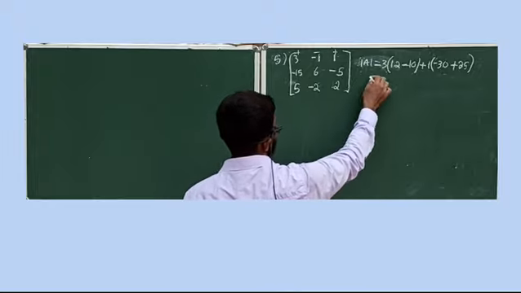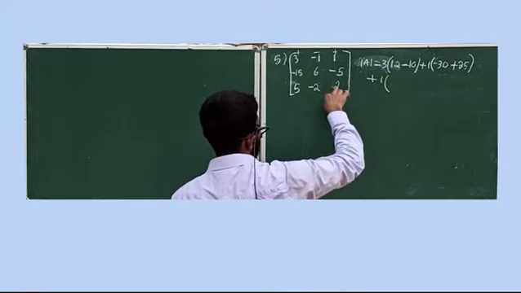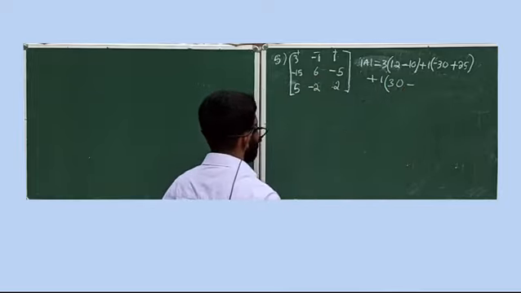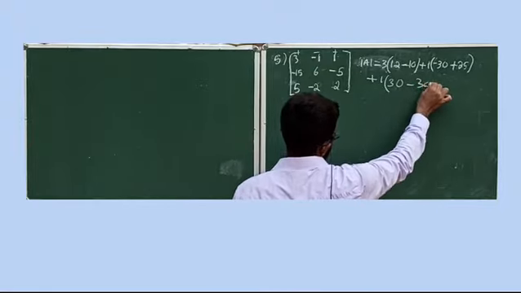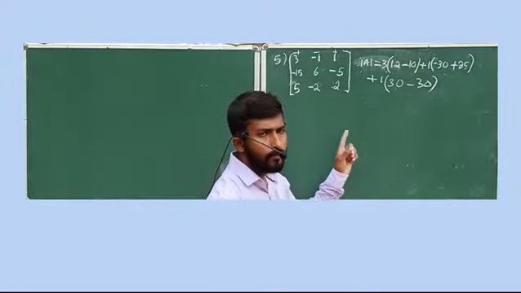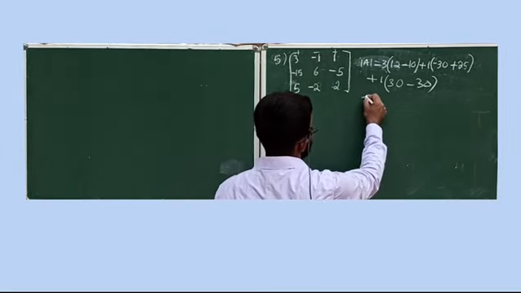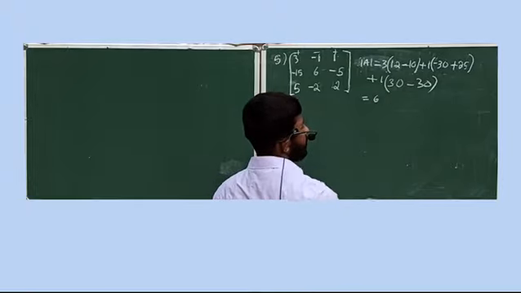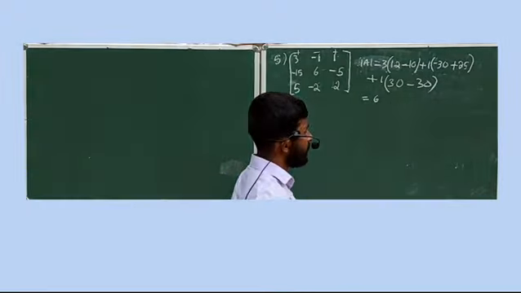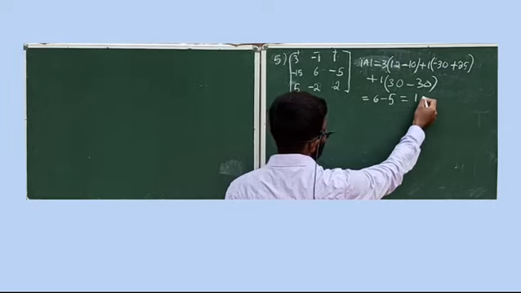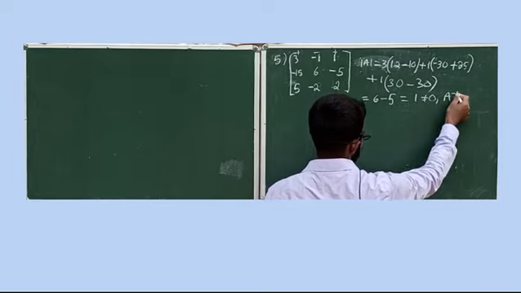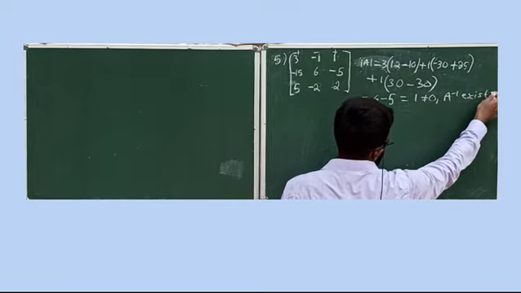Then plus 1 into, delete the corresponding row and column, minus 15 into minus 2 plus 30, minus 5 into 6, it's equal to 30. Now simplify this one. Here you will get 12 minus 10, 2 threes are 6, minus 30 plus 25, minus 5 is remaining. So here you will get minus 5. Here its value is not equal to 0, it's equal to plus 1. Therefore A inverse exists.